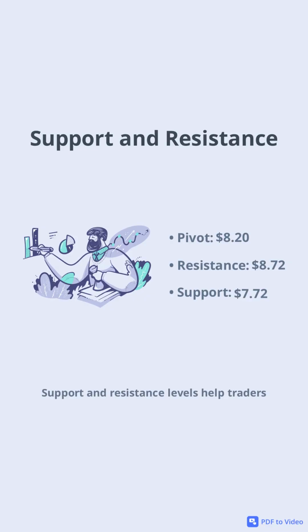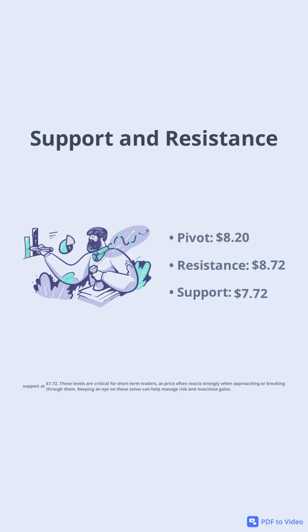Support and resistance levels help traders identify potential entry and exit points. For ONDS, the current pivot point is at $8.20, with resistance at $8.72 and support at $7.72. These levels are critical for short-term traders, as price often reacts strongly when approaching or breaking through them. Keeping an eye on these zones can help manage risk and maximize gains.